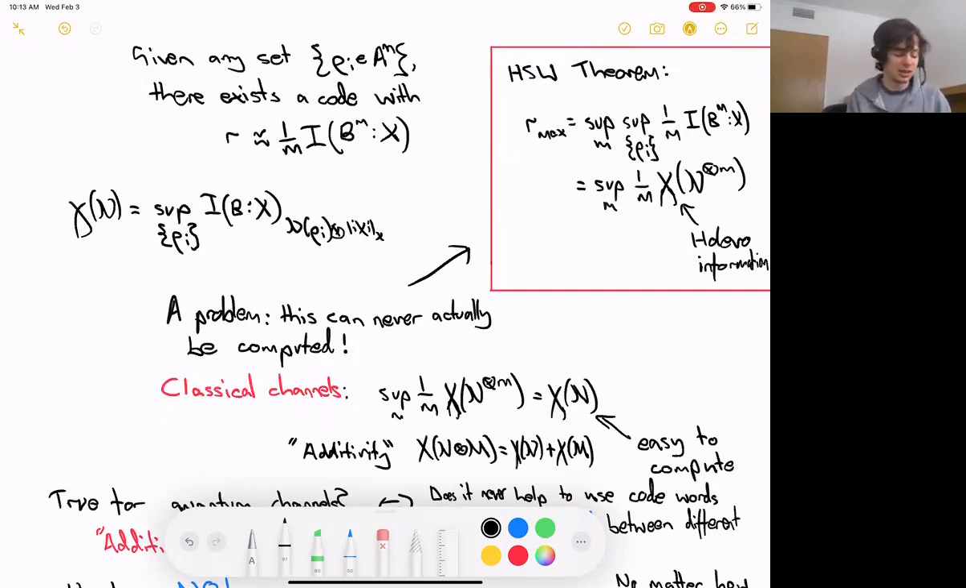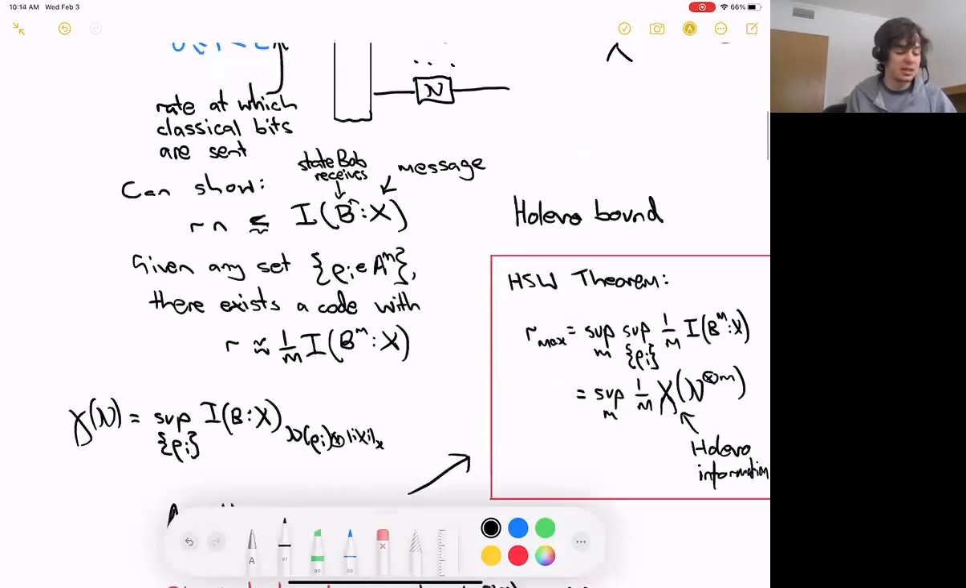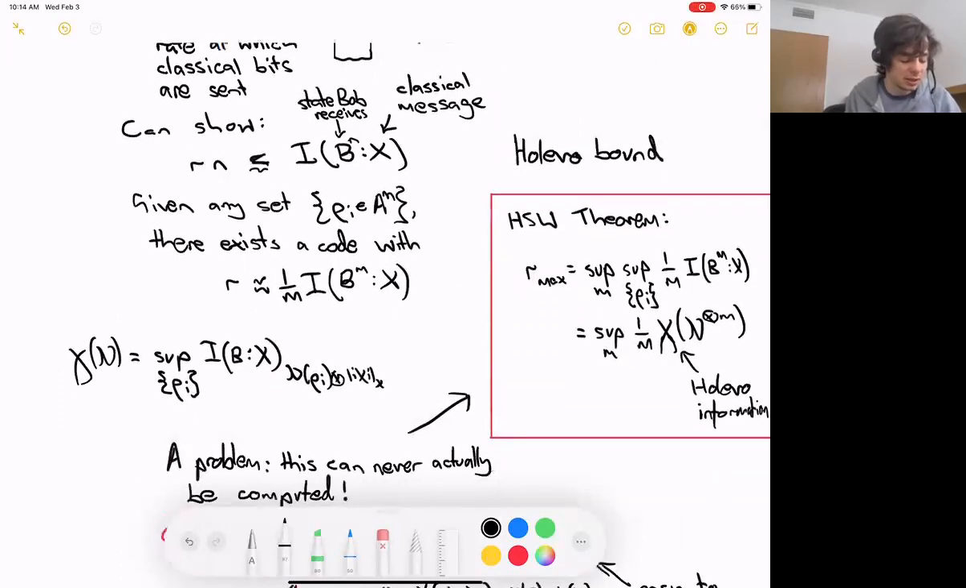Chi is just a number that counts how much information can go through. Okay. Wait, sorry. So x is a quantum state, or it's a classical? X is a classical state. X is the classical message. So x is literally just the label I. B is the quantum system. B is the quantum state that Bob receives, the output of these quantum channels.